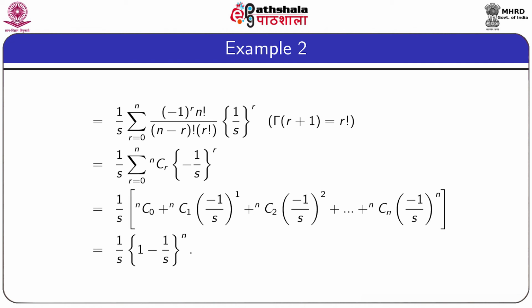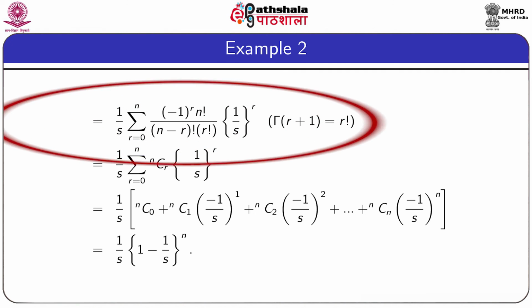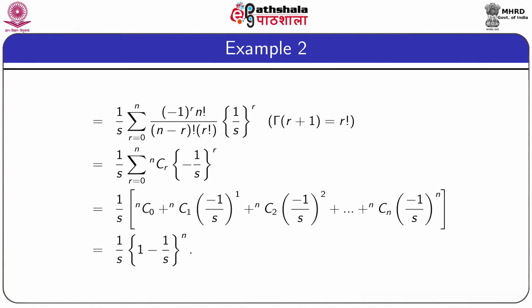Now, gamma r plus 1 is equal to r factorial, and hence we will get the expression is equal to 1 by s summation r equal to 0 to n minus 1 whole to the power r into n factorial divided by n minus r factorial into r factorial into 1 by s whole to the power r, which after simplification gives 1 by s summation r equal to 0 to n nCr minus 1 by s whole to the power r, and which is a binomial expansion of 1 minus 1 by s whole to the power n, and hence we get our required result.